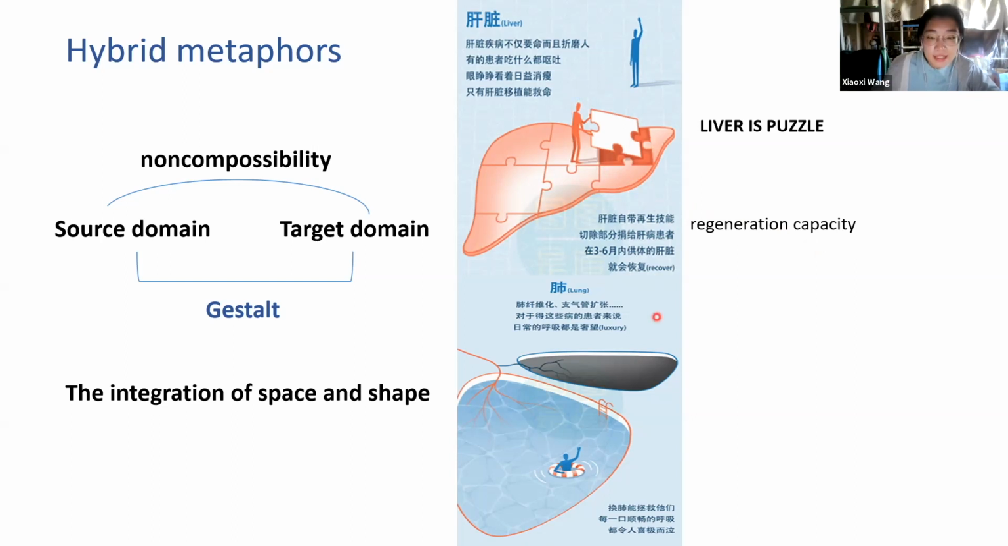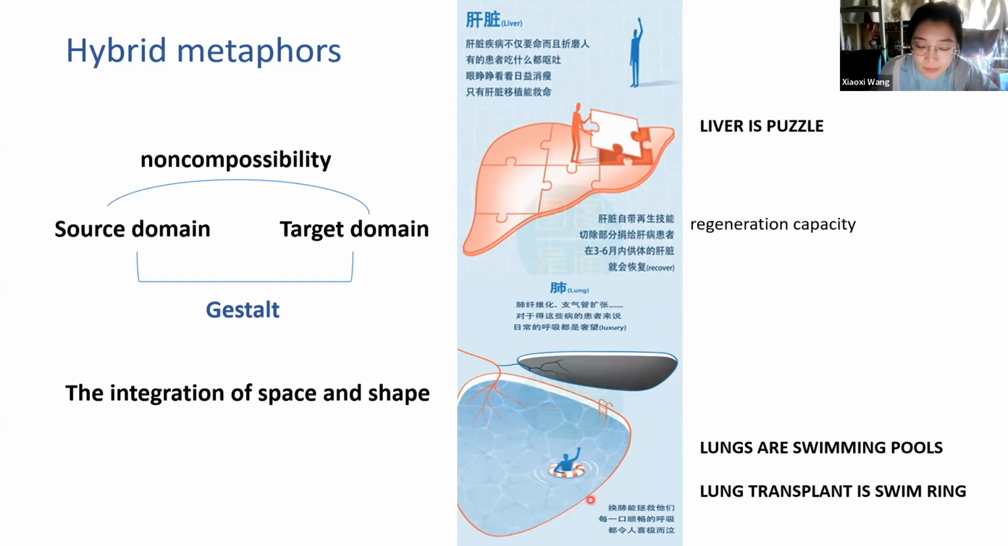So it's the same for this one. You can see that there's a swimming pool shape, like the lungs are like the swimming pool, and this one without water is the lung with disease. And so we can have this metaphor, lungs are swimming pools. And here a swim ring can save the patient. So another metaphor, lung transplant is swim ring. So this is the hybrid metaphor.